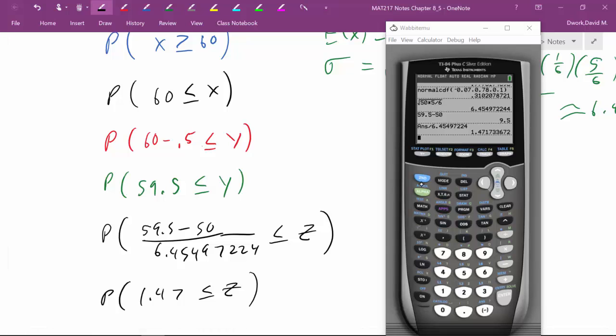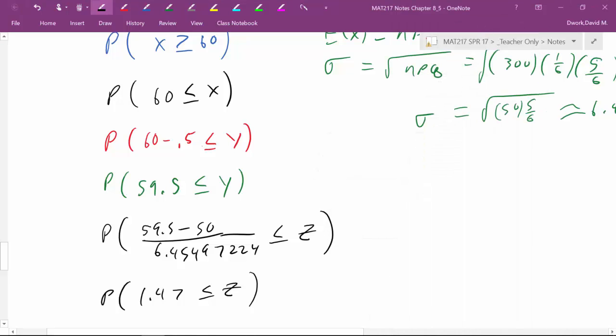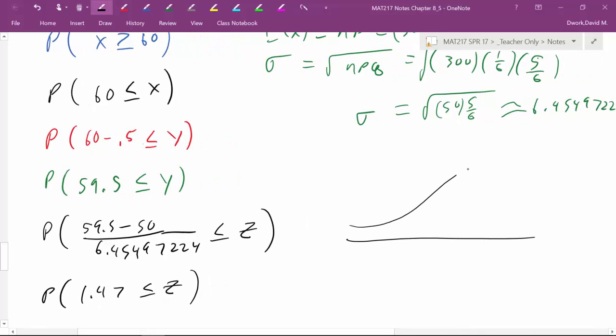So let's go ahead and go to our distribution and see how we're going to do this. There we go. Well, lower bound, 1.47. What's my upper bound? This is going to take some creative thinking. How are we going to get an upper bound? Because I don't have one. Well, let's think about the picture for a second. The mean is here. We are currently at 1.47 standard deviations of the mean, which we said was 0. And we want everything above it, right?